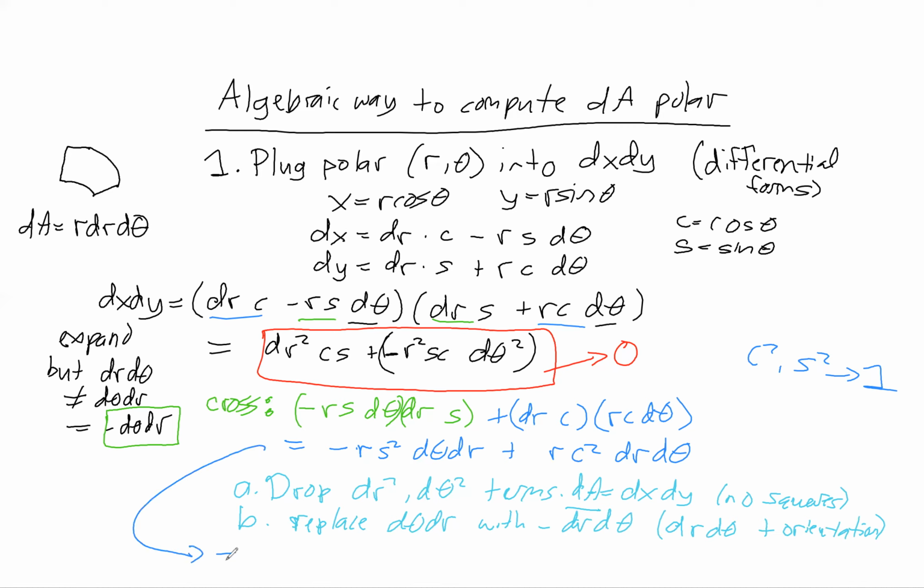So afterwards, we get r, because now we have a plus sign, s squared plus r c squared times dr d theta. And that, of course, is r dr d theta. That is exactly what we wanted. So there wasn't any of this hocus pocus Riemann sum stuff you had to deal with here. You just plug and chug.